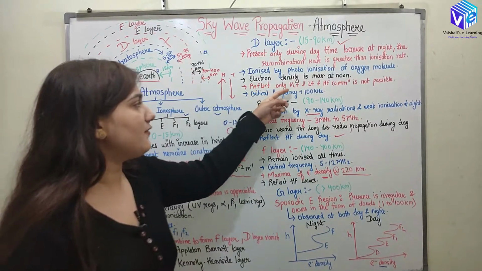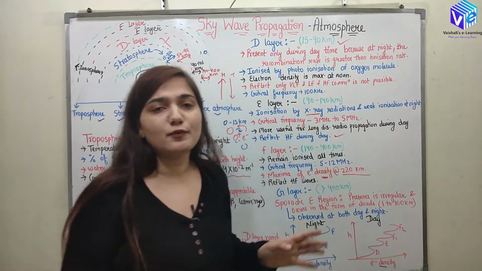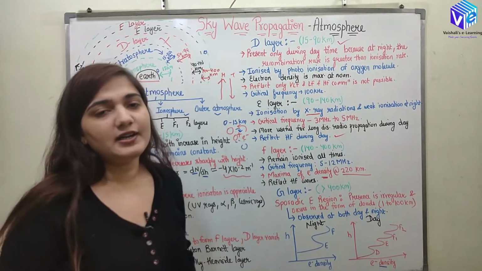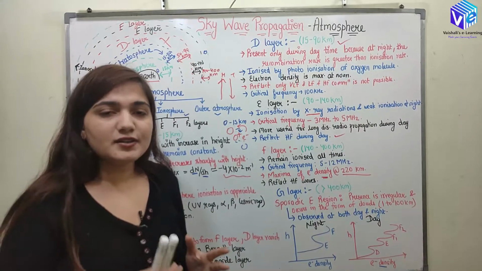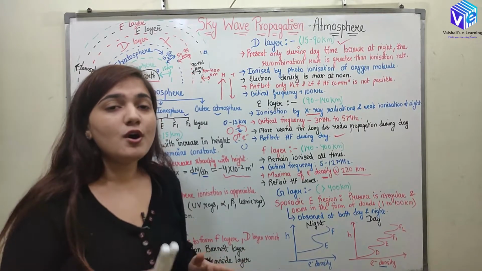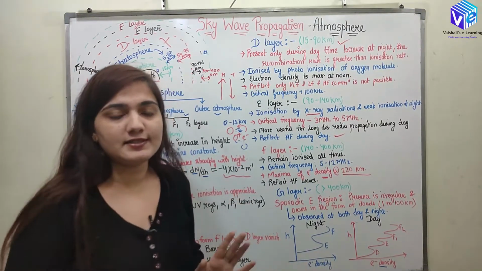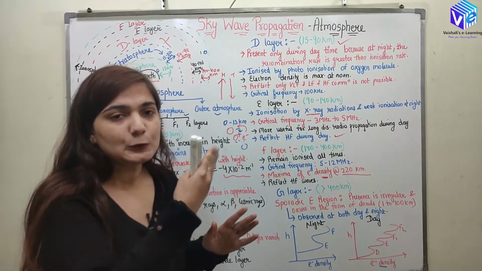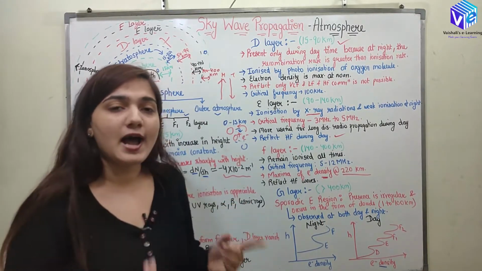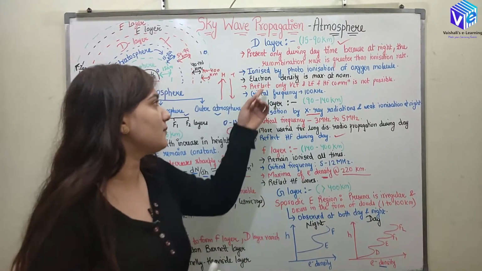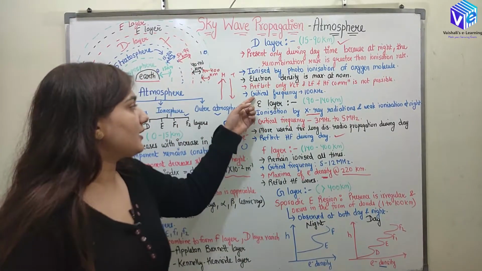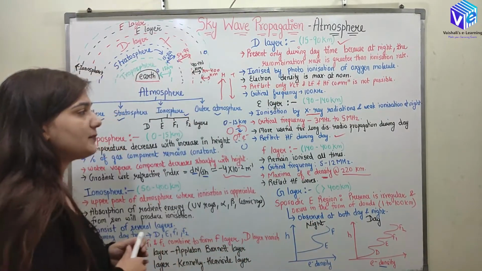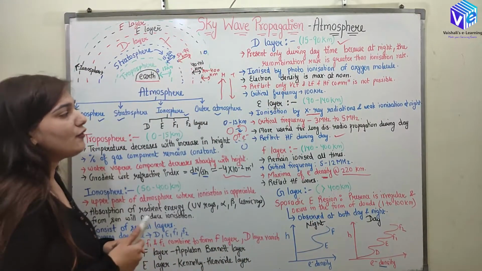It reflects only very low frequency signals. High frequency communication is not possible with the D layer, because there are not sufficient ions to reflect back the high frequency waves. So high frequency waves can penetrate through it and will not get reflected. So high frequency communication is not possible through the D layer. The critical frequency is only up to 100 kilohertz. This is also a very important parameter which you can remember for your exams.